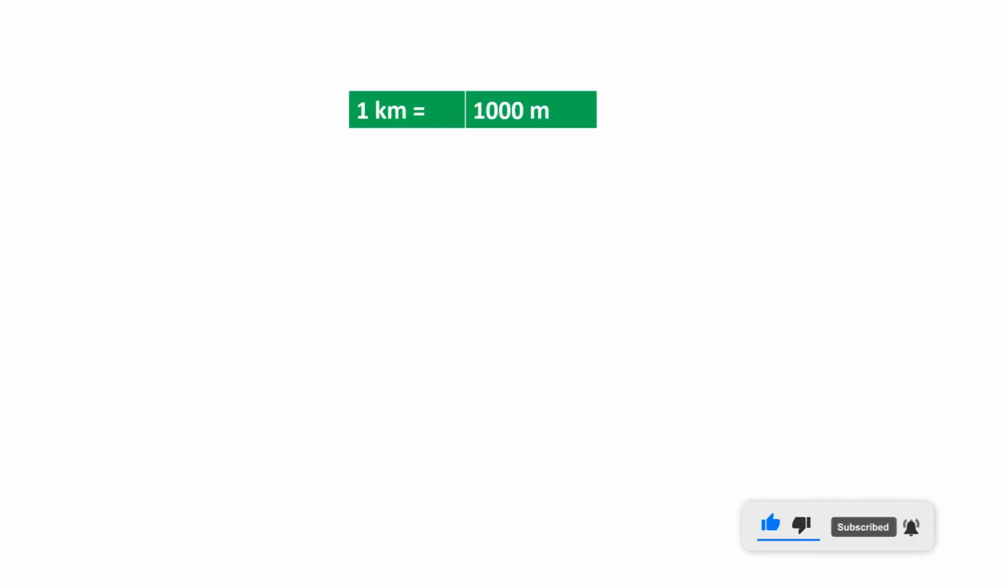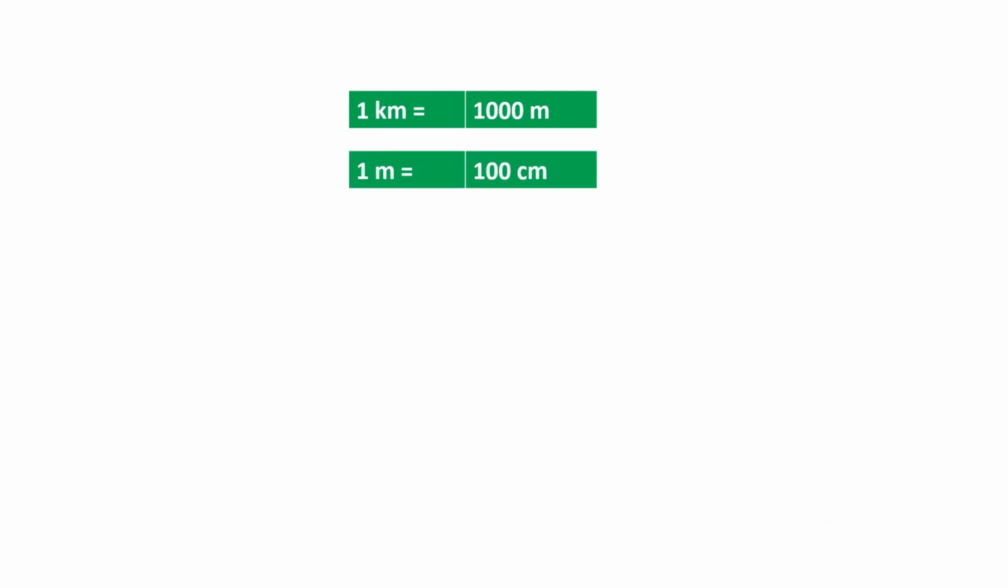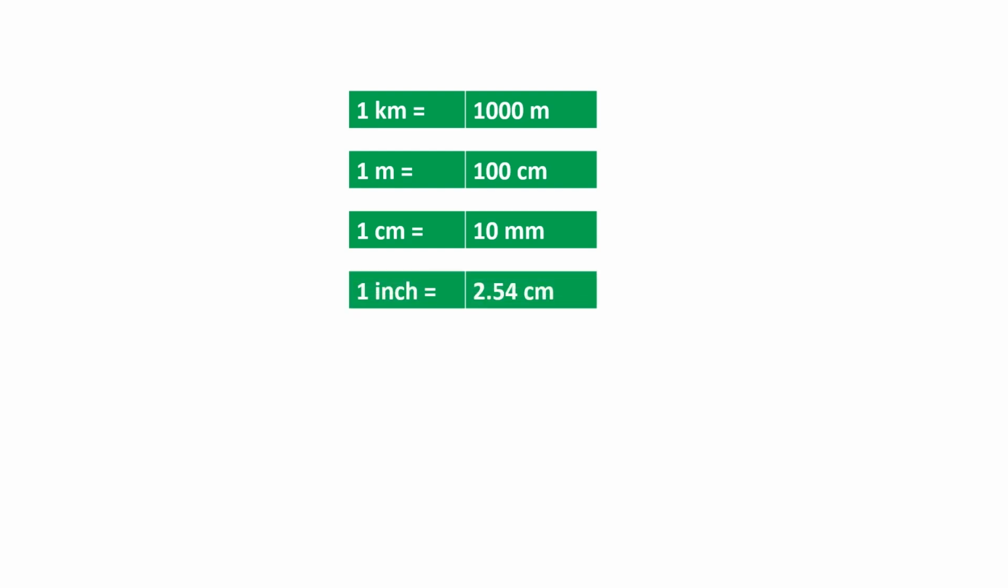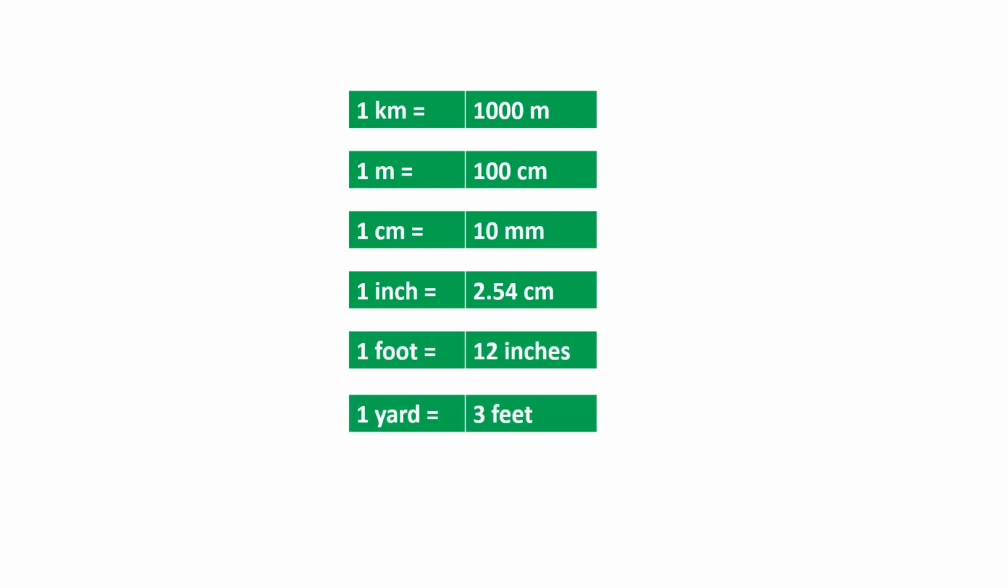1 kilometer is equal to 1,000 meters. 1 meter is equal to 100 centimeters. 1 centimeter is equal to 10 millimeters. 1 inch is equal to 2.54 centimeters. 1 foot is equal to 12 inches. 1 yard is equal to 3 feet. These are the basic formulas you are already familiar with.